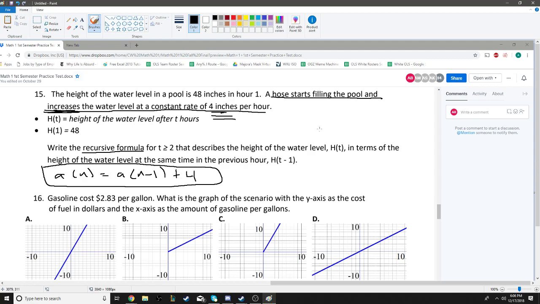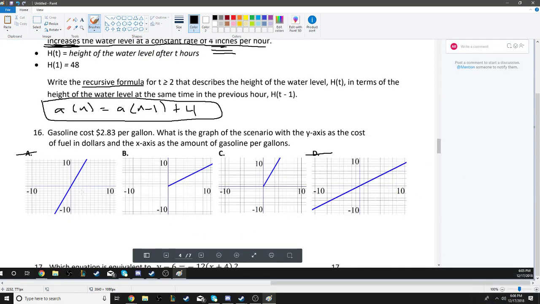Okay. Next, gasoline costs $2.83 per gallon. What graph scenario works? A and D right away cross out. Okay, you don't want A and D. Because you don't want A and D, it's because there's negatives. Okay, and if you're buying gas, you can't buy negative gas. Okay. Next, you want to find the one that's a slope of 2.83. You want your slope to be bigger than 1. So this would be less than 1. This would be the slope of greater than 1. It needs to be steep.